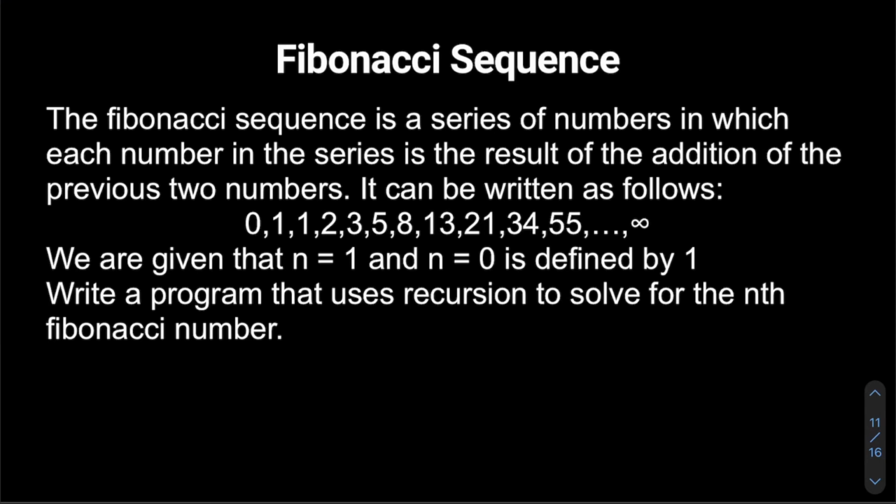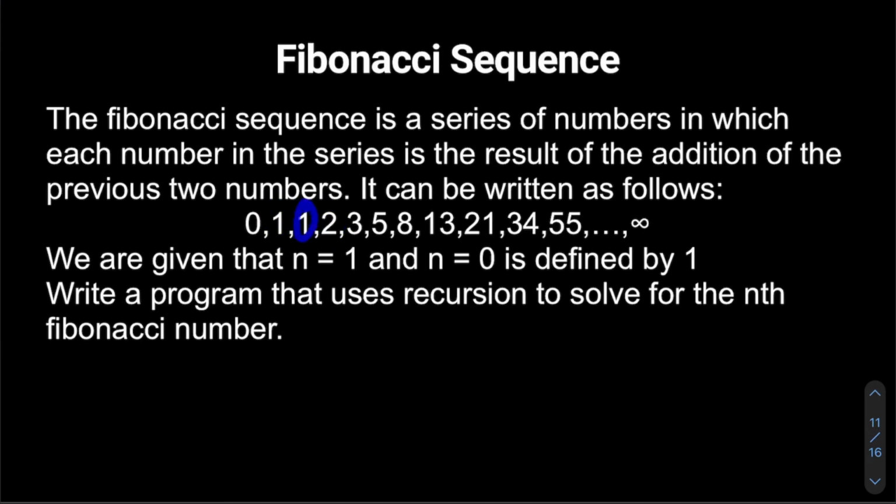It starts off at 0, because that's what n equals -1 just so happens to be. But we're just going to say it starts off at 1. So we're going to say n is equal to 1 and n is equal to 0 is defined by 1. If you add 1 plus 1 together, you get 2. All right?